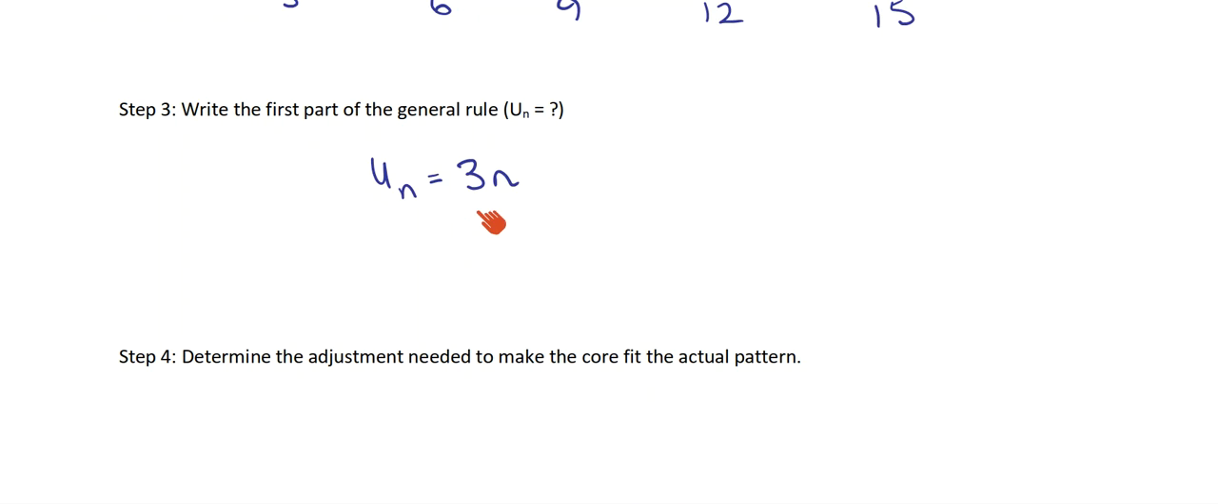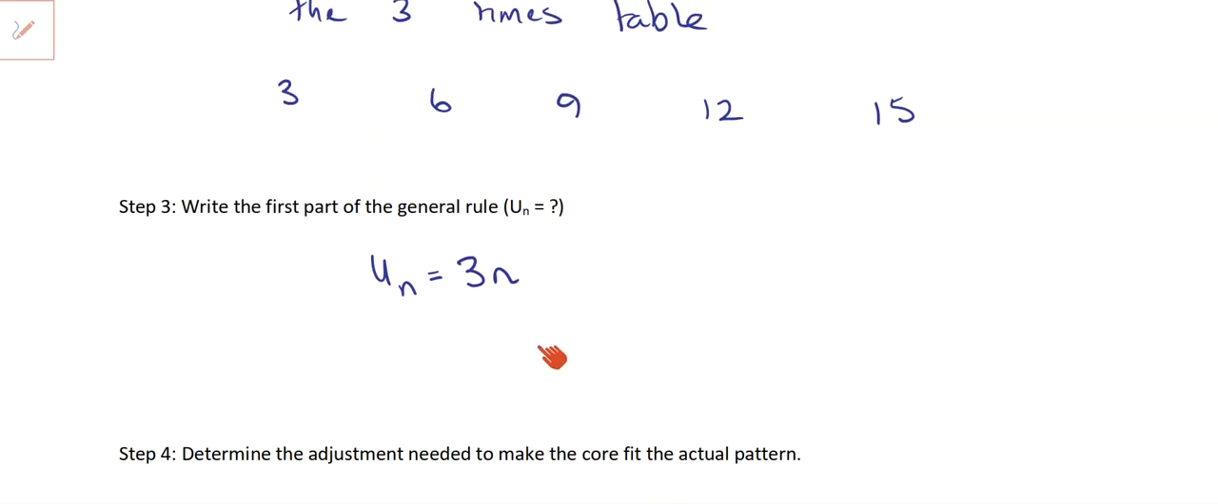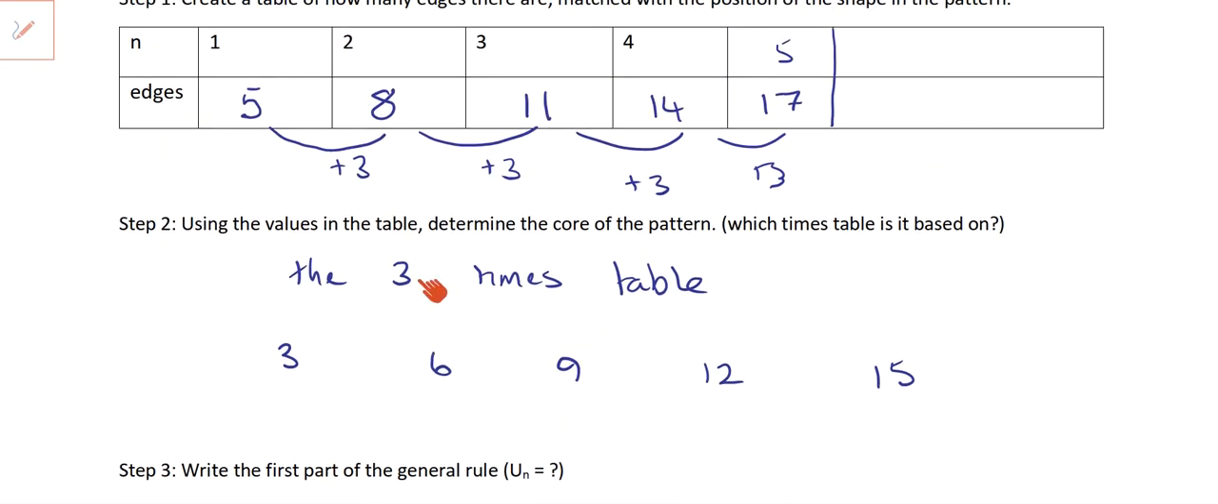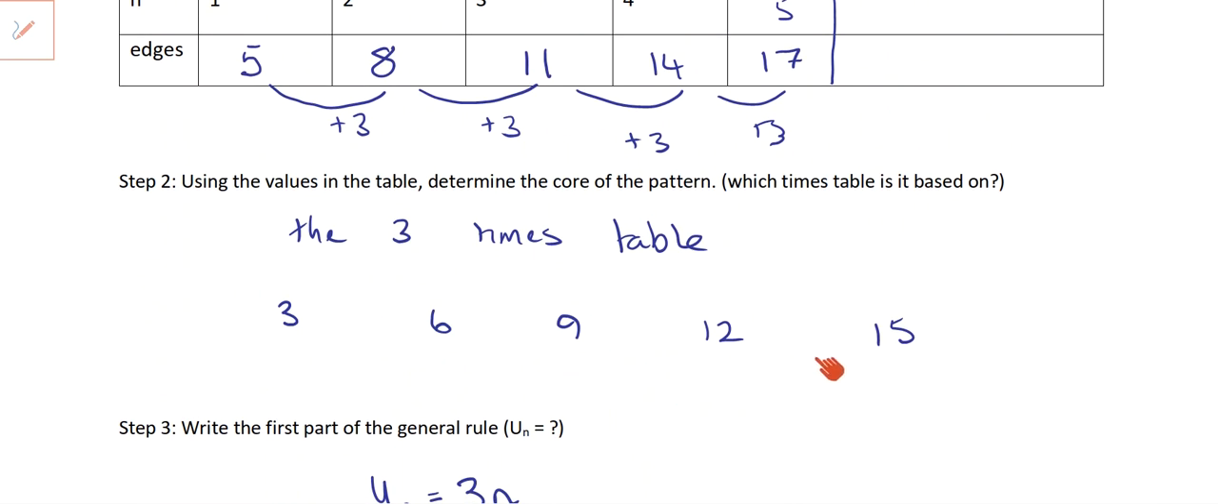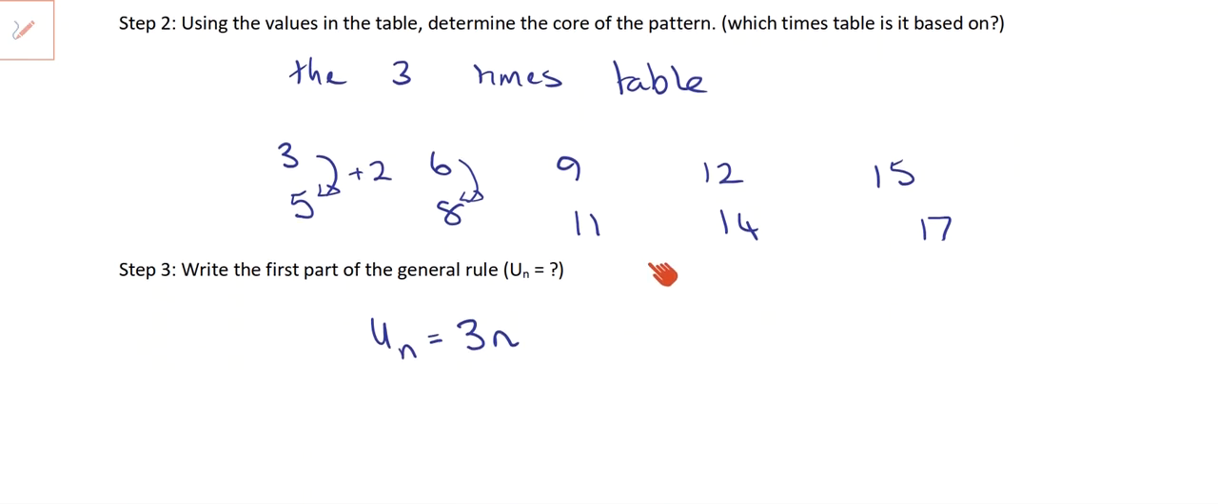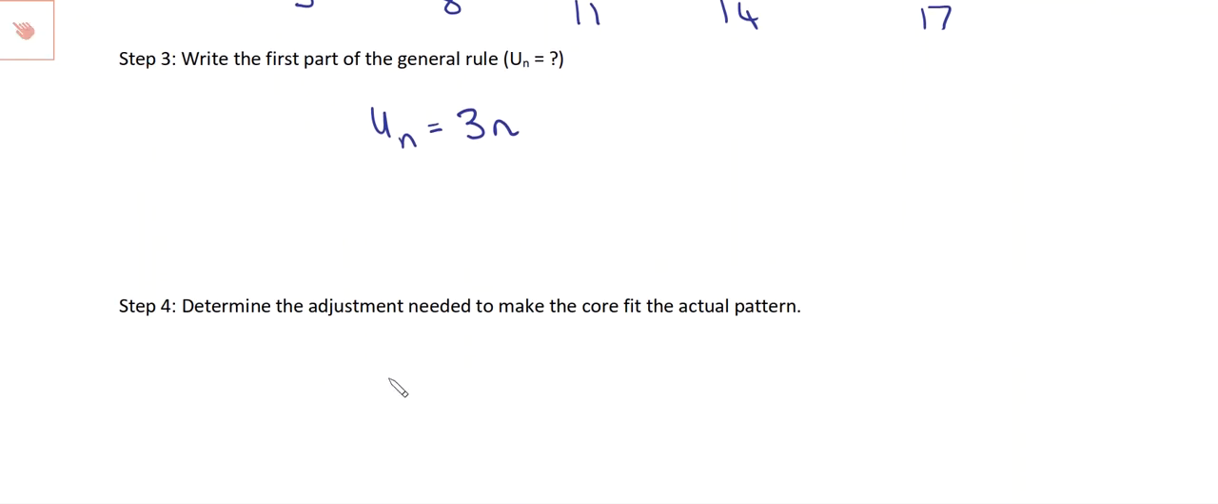So if our rule starts with 3n, we need to determine the adjustment. Okay? So Javi did already tell us, but we know we're basing it on the 3 times table. But the 3 times table doesn't give us the 5, the 8, the 11, the 14 and the 17 that we need, but we do notice every time it is +2. So the adjustment that we need to make to 3n is un equals 3n plus 2.